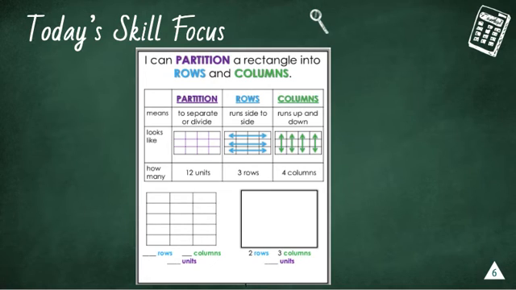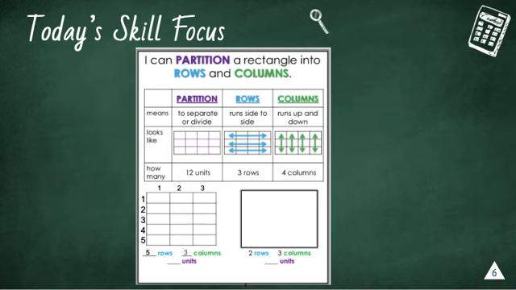First, let's count how many rows there are. 1, 2, 3, 4, 5. There are 5 rows in this rectangle. Now let's count how many columns there are. 1, 2, 3.